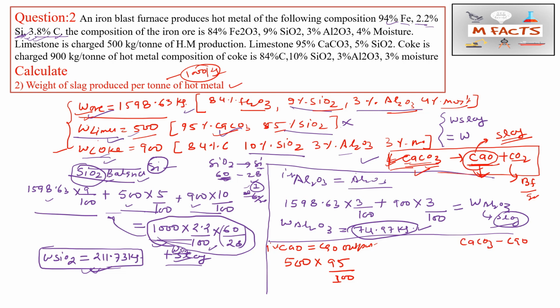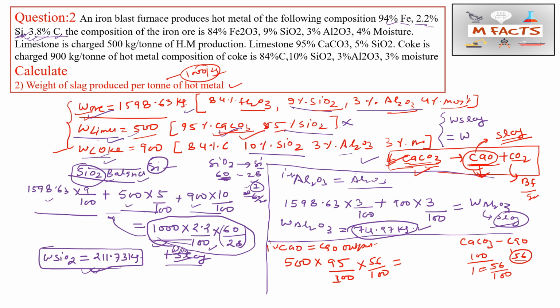The molecular weight of CaCO3 is 100, and the molecular weight of CaO is 56. So one CaCO3 can produce one CaO. So 100 of CaCO3 will produce 56. So one CaCO3 can produce 56 by 100. So here we can write 56 by 100. And also we see that in hot metal there is no lime, CaO or CaCO3. So all the CaO that comes from the limestone will go into the slag part.